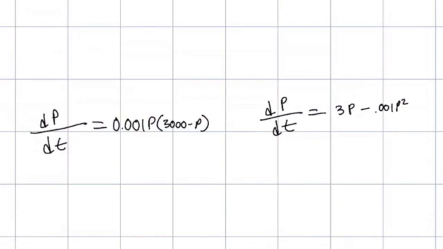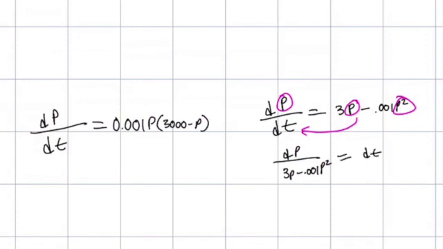Now I'm going to do my separation of variables. I see that I have p's on this side and I don't have any t's. So I'm going to pop this whole term down into my denominator and then move my dt over. What I get is dp over 3p minus 0.001p squared is equal to dt. Now I'm going to factor out a p in my denominator to make this integral a bit easier, so I get p times (3 minus 0.001p). Now, in order to solve for p, I need to integrate both sides.